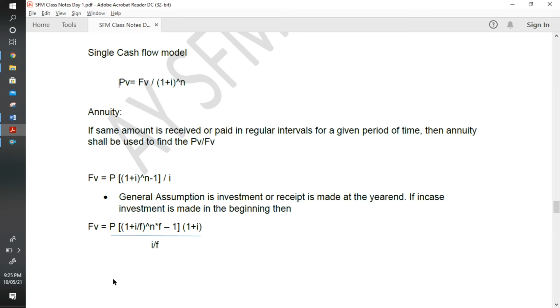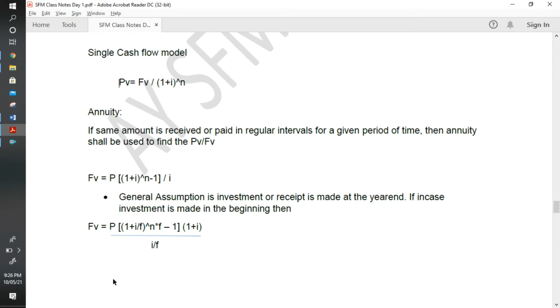Okay. Now the third concept is annuity. Why do we have to use annuity? I'll tell you something about it as well. If the same amount is received or paid at regular intervals for a given period of time, then annuity is used to find out the present value or the future value. There are a few formulas by which we can calculate annuity. One formula is future value equals P into ((1 plus i) to the power of n minus 1) whole divided by i.